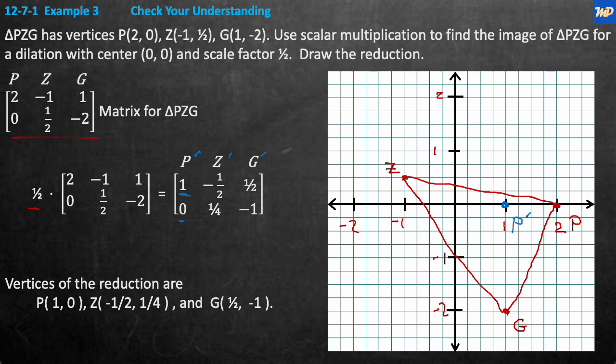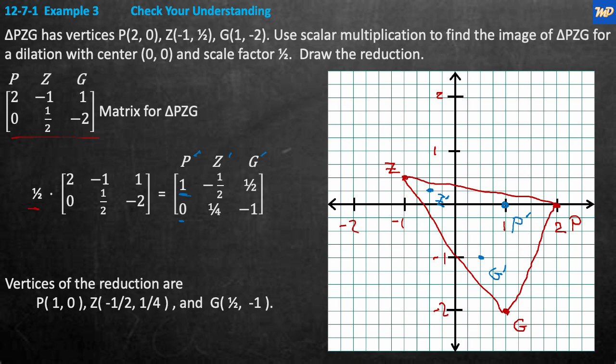And then we get the next one, which is Z prime, which is -1/2 and 1/4. So -1/2 is right here, and 1/4 is right here. This is Z prime. Okay, and the last one, G prime, is 1/2 in X and -1. So 1/2 in X is right here, -1 is right here. So here is our new G prime.